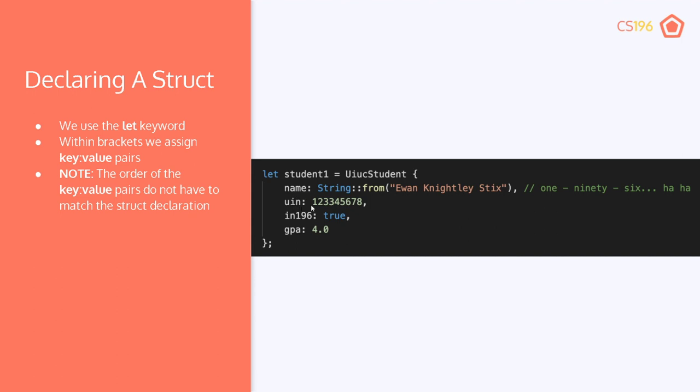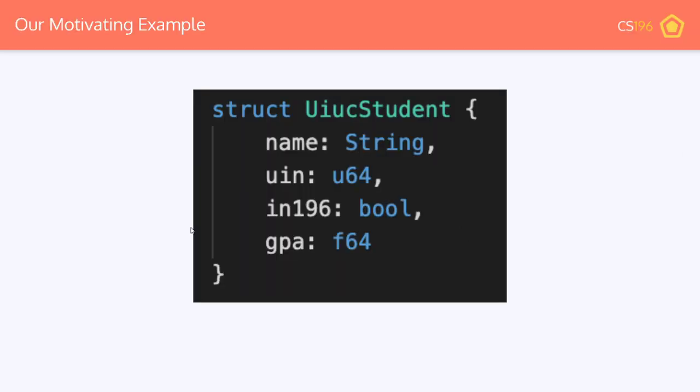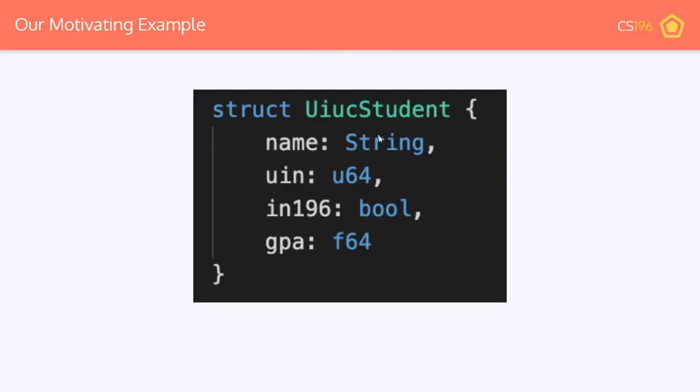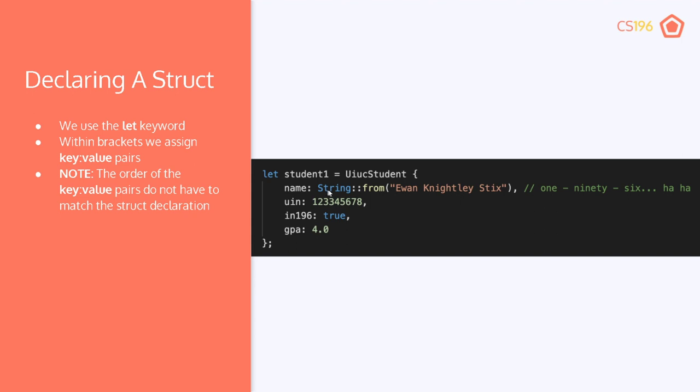we also give them a UIN, right, which is a number. We give them if they're in 196 or not, which is true in this case. And then, of course, all 196 students have a 4.0 GPA because you are the best and the brightest. And so, we set that to 4. One thing I do just want to keep in mind, these are all totally separate values, yet we're finding this nice way of storing them all together in one spot.